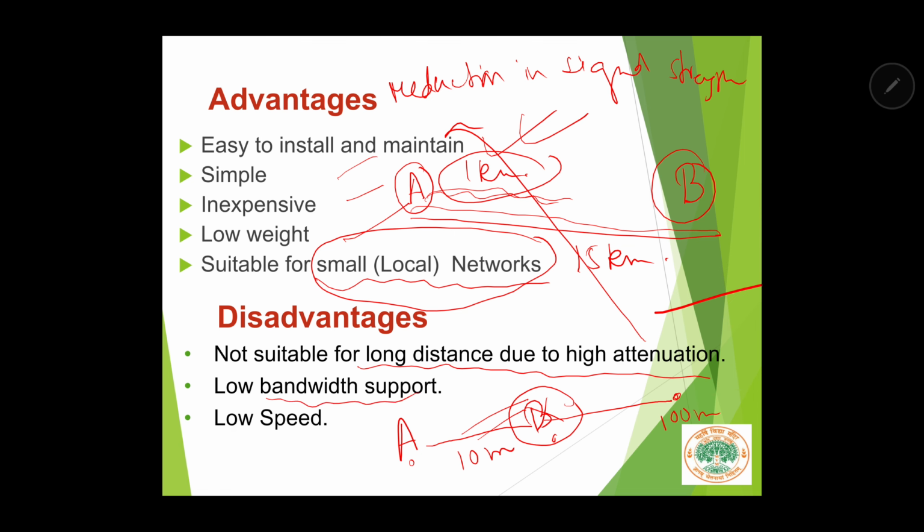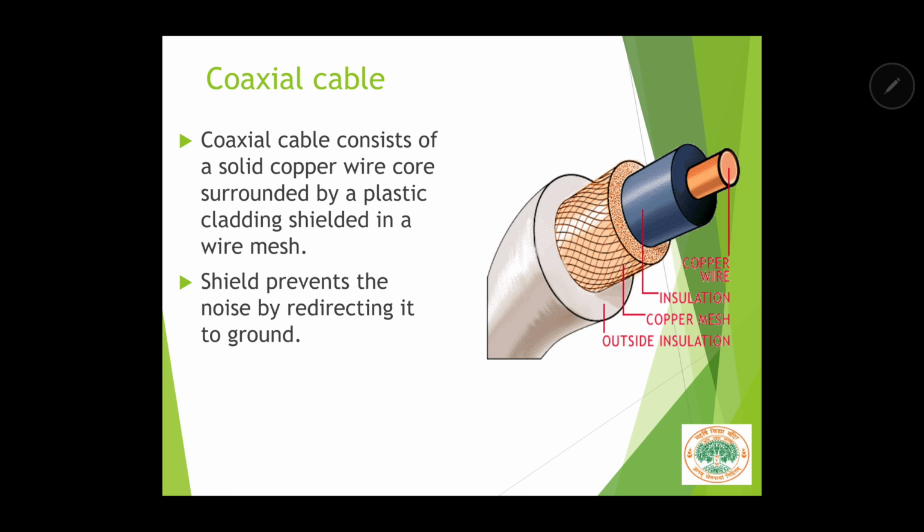The second disadvantage is low bandwidth support. Now what is the meaning of bandwidth? Bandwidth means the maximum data transfer rate of a network or internet connection. So if the data transfer rate is high, then the speed will be high. If the data transfer rate is low, then the speed will also be low. As the bandwidth is low, the speed is also low, which is the third disadvantage of twisted pair cable. Let's move on to the next one.